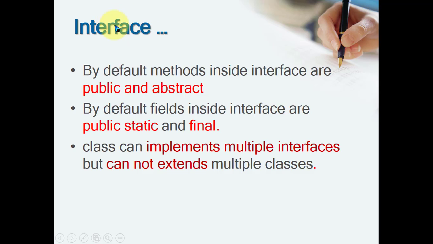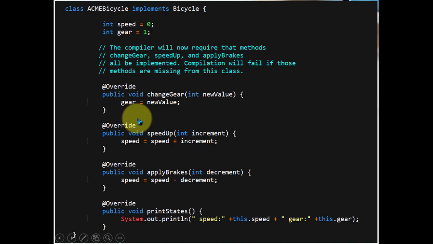But the ACME bicycle follows these rules, and these rules are given by which interface? That is the bicycle interface. If there is no interface available for ACME bicycle, then we are not putting a restriction on this class that we have to follow the change gear, speed up and apply brake behavior, right? We can only use change gear, we can use only speed up. So it does not become part of the standard bicycle structure, right? Whatever the standard prototype is given for a bicycle, it is not according to that. So we have to stick to certain rules, and who gave those rules? That is the bicycle interface.